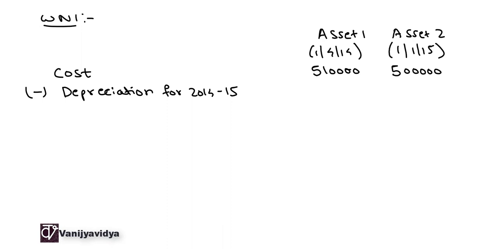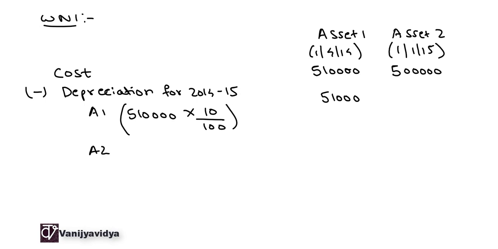So for asset 1, the depreciation is on 5,10,000. Now the year ends on 31st March 2015. So this asset 1 was used for the entire year. So this depreciation will be 10% on 5,10,000. So that is 51,000.